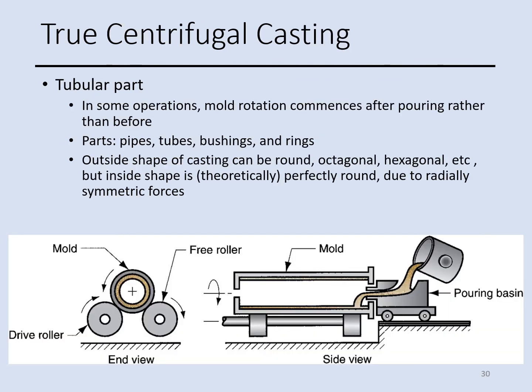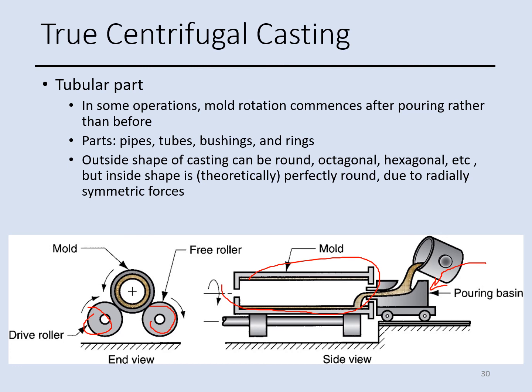In this slide we have a true centrifugal casting process where the molten metal, as you see here, is poured into the rotating mold. So the mold is this one. It's rotating because we have a drive roller here. This is a free roller. This is the drive roller. So it creates a rotation for the mold.